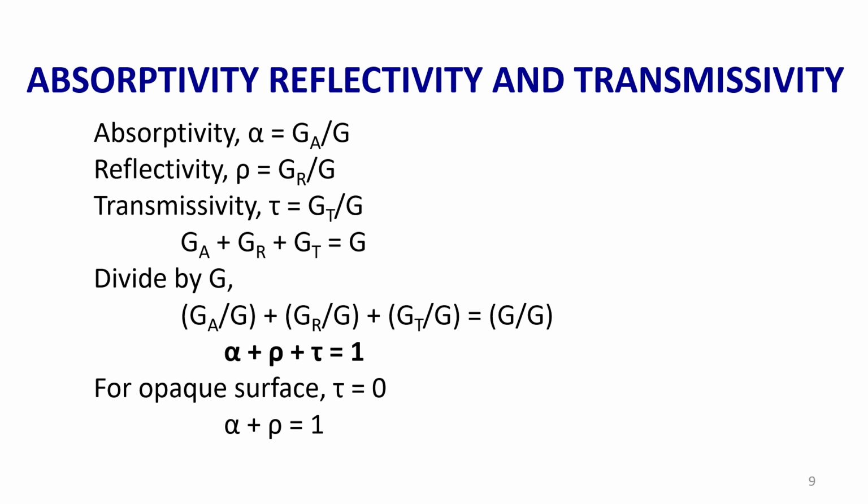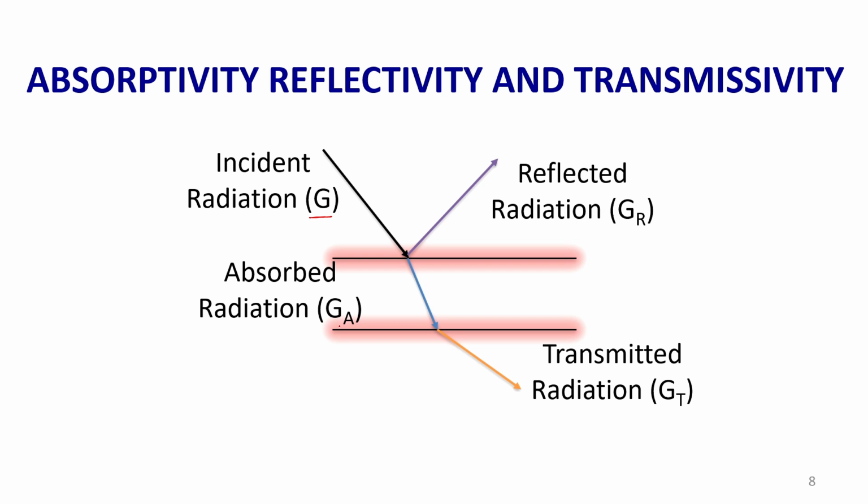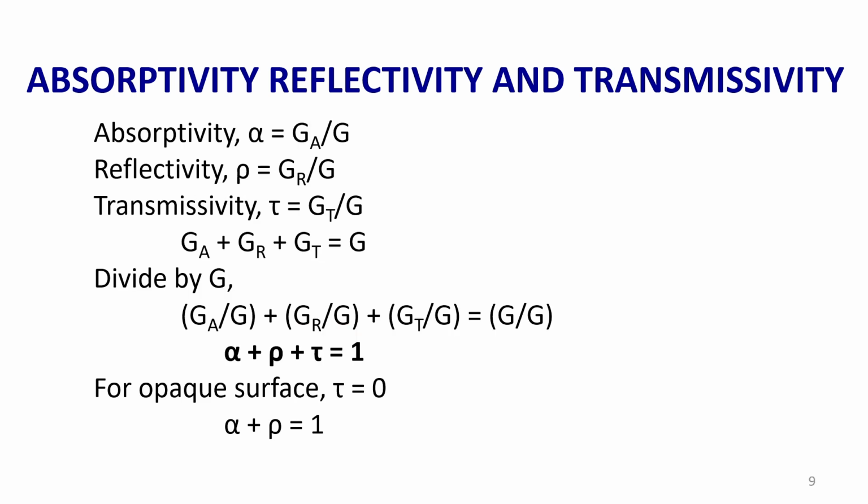Now, based on this, absorptivity is the amount of radiation absorbed to the total radiation, that is Ga by G. Similarly, Gr by G and Gt by G can be found out. Ga by G is called absorptivity. The amount of radiation reflected to the total radiation falling on the surface is reflectivity, and the amount of radiation transmitted to the total radiation incident on the surface is transmissivity.